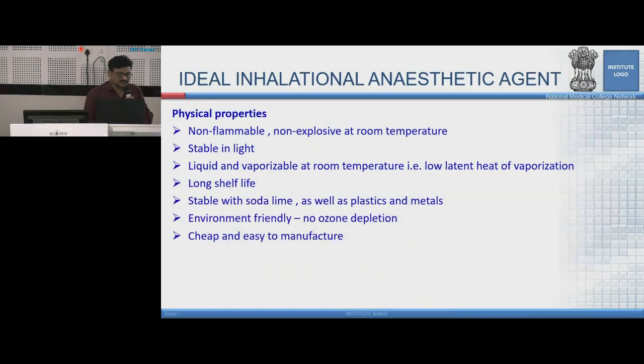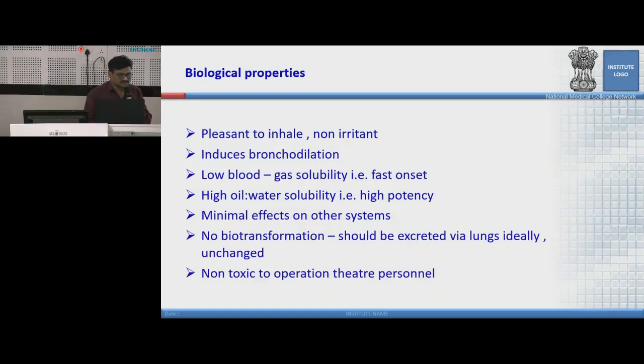Inhalational anesthetics are volatile agents and should have some ideal physical properties, like non-flammable, non-explosive at room temperature, stable in light, liquid vaporizer, long shelf life, stable with soda lime, with plastic and metal, environmentally friendly, so that there should be no ozone depletion, and cheap and easy to manufacture. Biological properties like pleasant to inhale and non-irritant, induce bronchodilation, low blood gas solubility, minimal effect on other systems, no biotransformation, not toxic to operation theatre personnel.